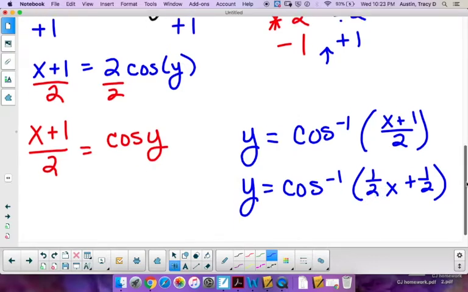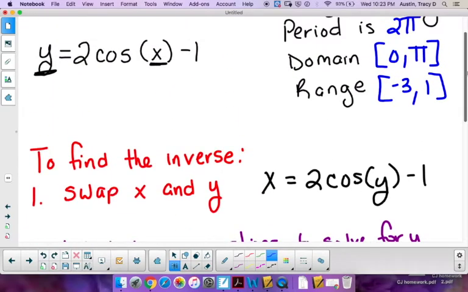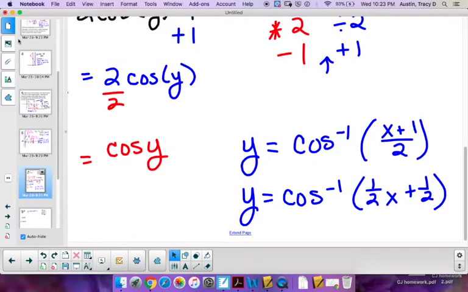Okay, and I can look at this and go, okay, my domain for this function is going to be from -3 to 1, and my range is going to be from 0 to pi, if I were to actually graph this. And you can actually put this in your graphing calculator. You could put both equations in there and you would see that one reflects the other as far as swapping the x and the y points. All right, so let's try a sine function.